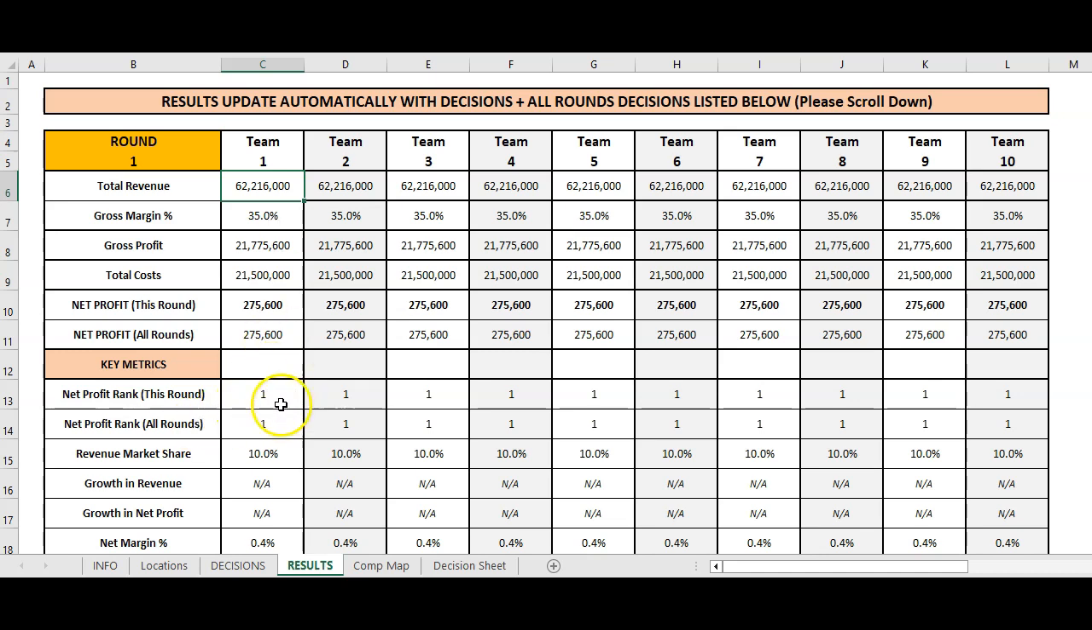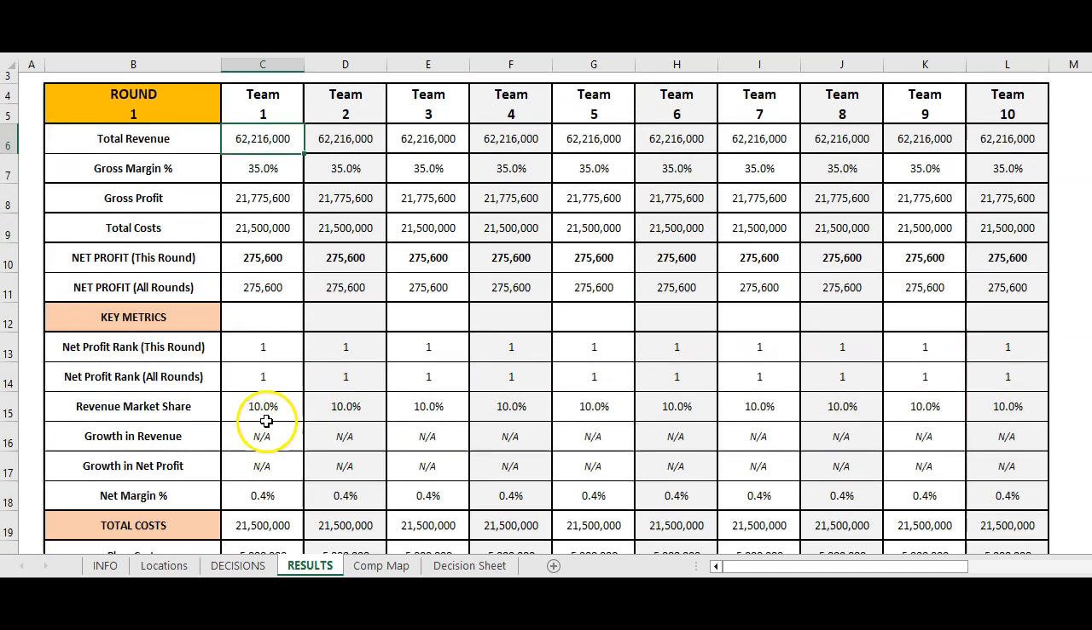Then it gives you a ranking of where you are. Everybody's equal first at this point. Your revenue market share, which is this number divided by everybody, and then growth in revenue and growth in profit. This number will normally work if you're positive, but if you're going from negative to negative or negative to positive, the percentage change doesn't make any sense, so it'll come up as not applicable.